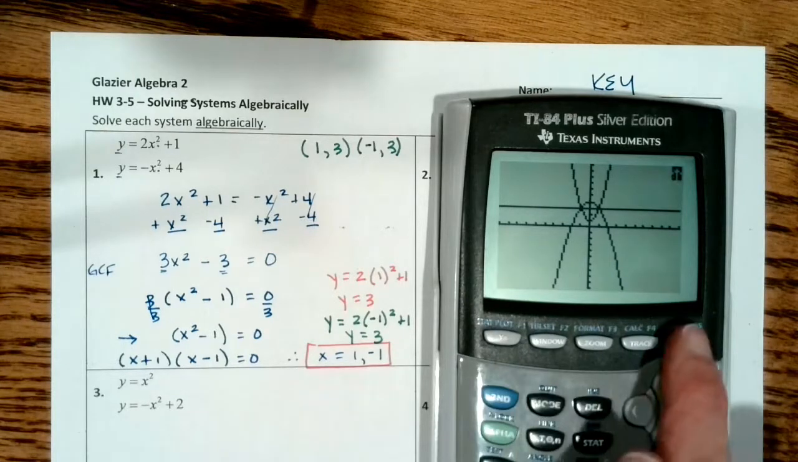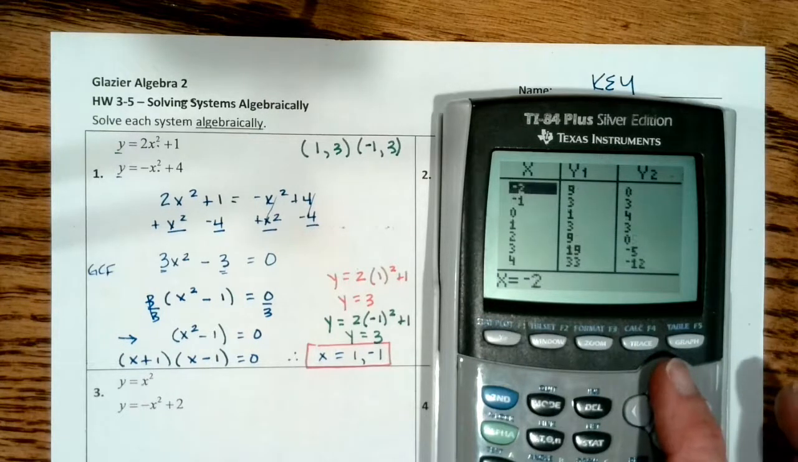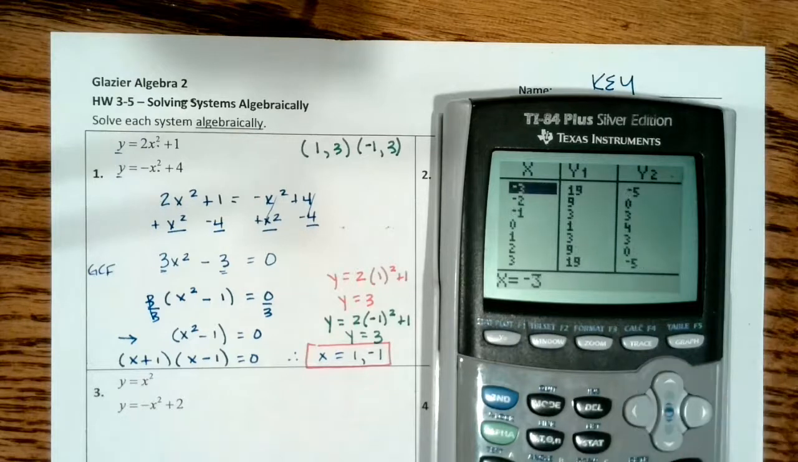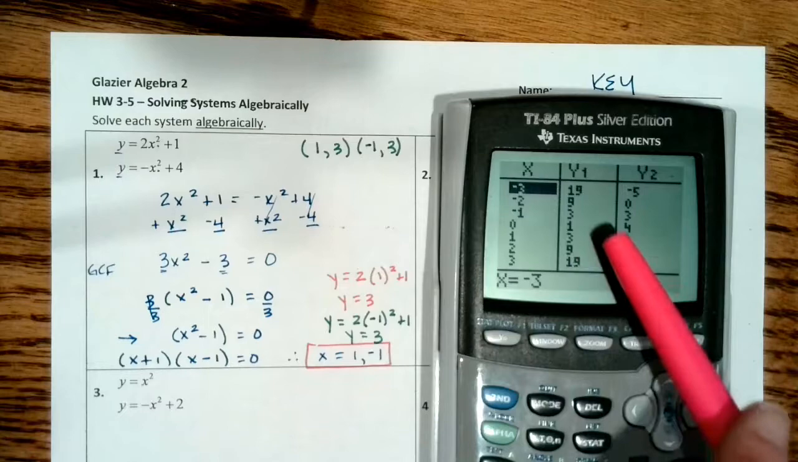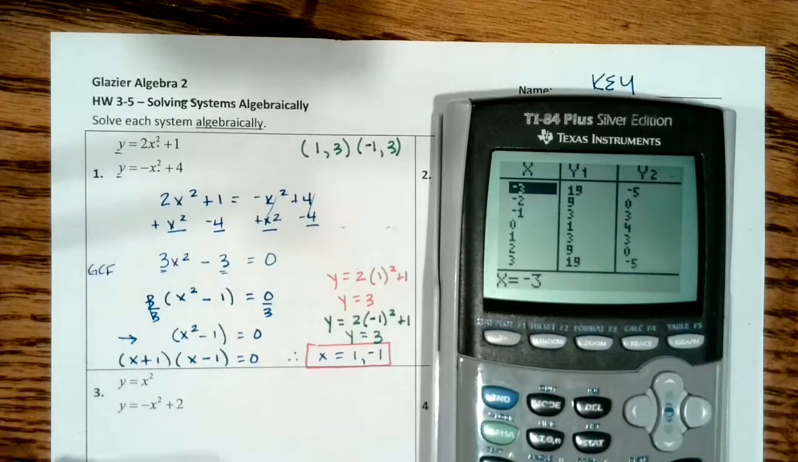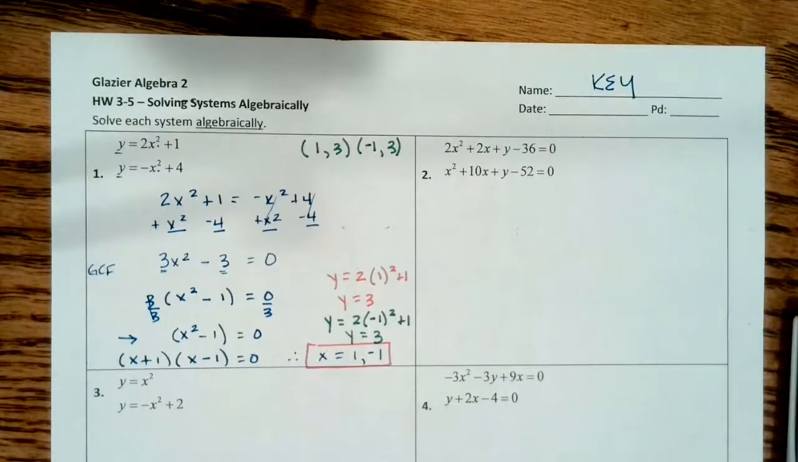My table of values offers me another choice where I can again look for solutions that are the same in all of the equations. So positive 1 and negative 1 both have solutions of 3 and solutions of 3. All right, taking a look at number 2.